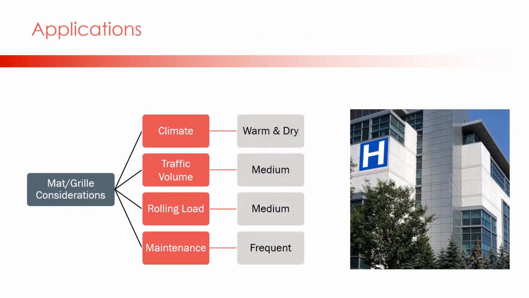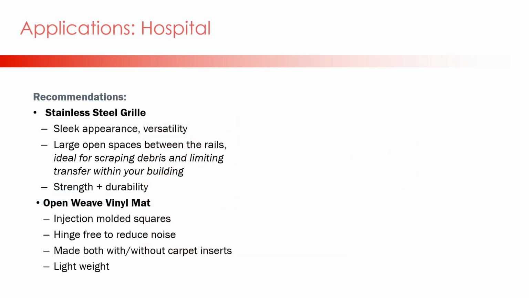In this final application, we'll consider a hospital. We've moved to the Sun Belt, where weather is warm and dry, with medium traffic and medium rolling loads with wheelchairs entering the building. We have several options for this application. Since the location is the Sun Belt with warm temperatures and low moisture, scraping is a primary consideration.